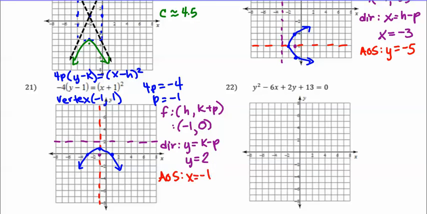Alright, for this last one, I think it looks like I'm going to need to complete the square in order to get this in standard form. My square term is the y one, so I'm going to look at the linear term for the y. That's this 2 right here, and this is the number that I need to divide by 2. Let me change my color back.